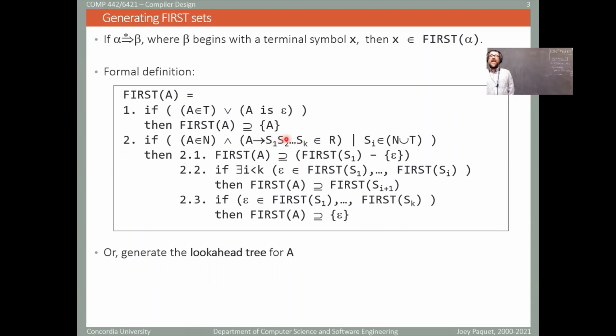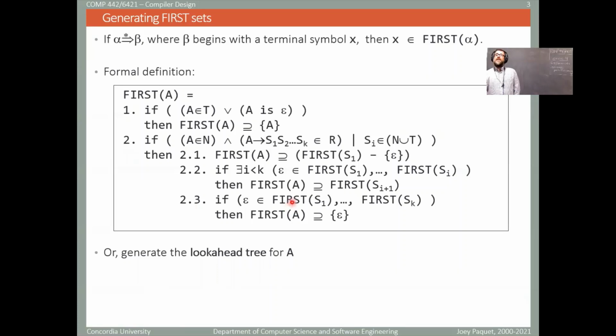So if S1 and S2 can be null, or epsilon, then the first of S3 would be contained in the first of A. And then you go like this over the whole list, throughout the sentential form that defines A, for every rule of A.